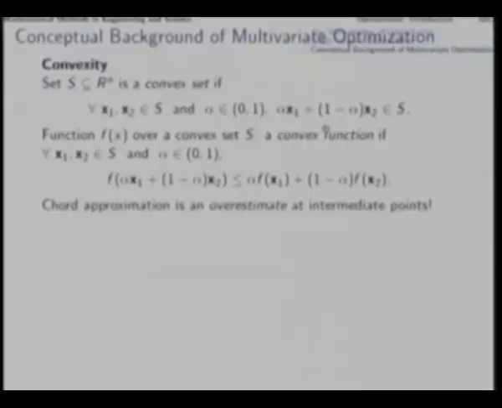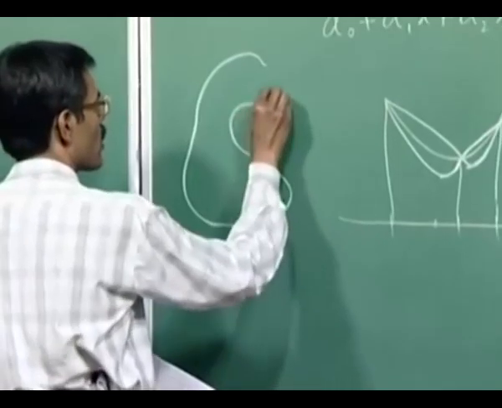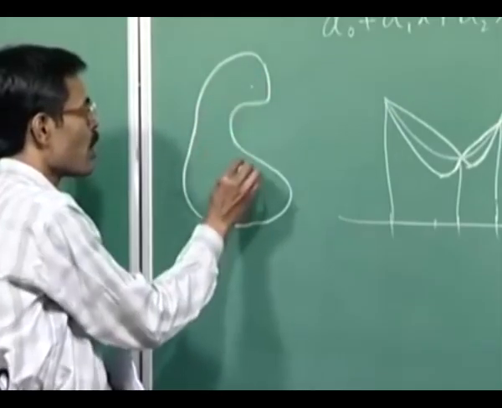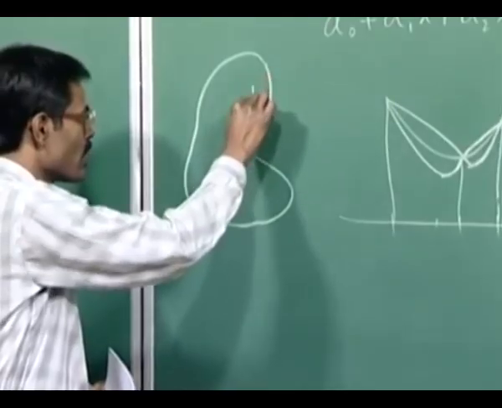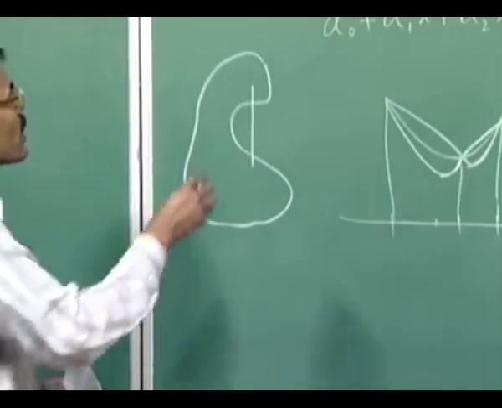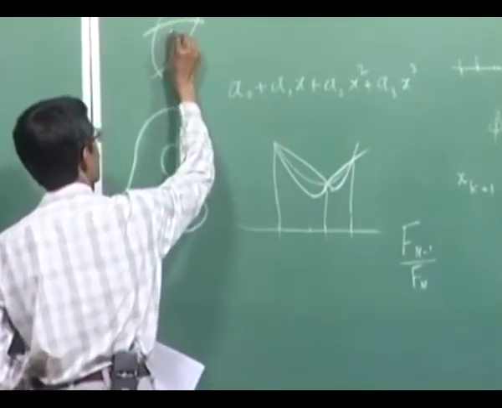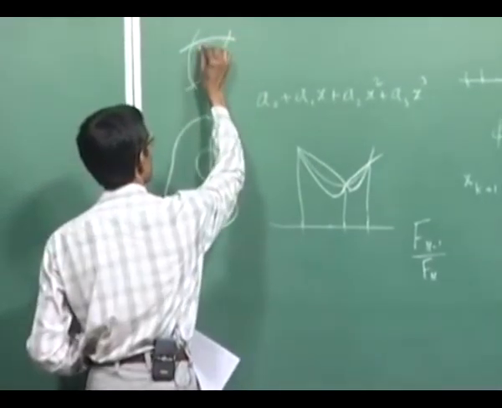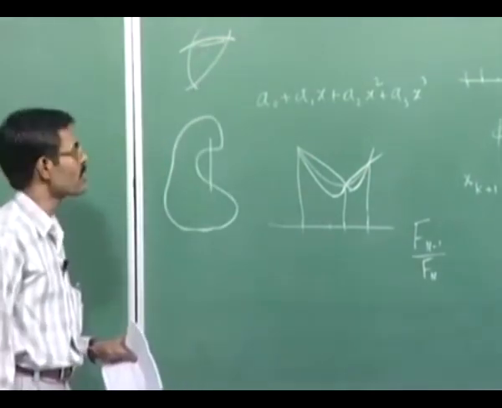That is, this region is not convex, because in this you can find 2 points which belong to the set, but the straight line segment joining them does not completely lie within the set. Now, on the other hand, this region is convex, because for every 2 points inside the set, the straight line segment joining them will be completely inside the set, inside the region.